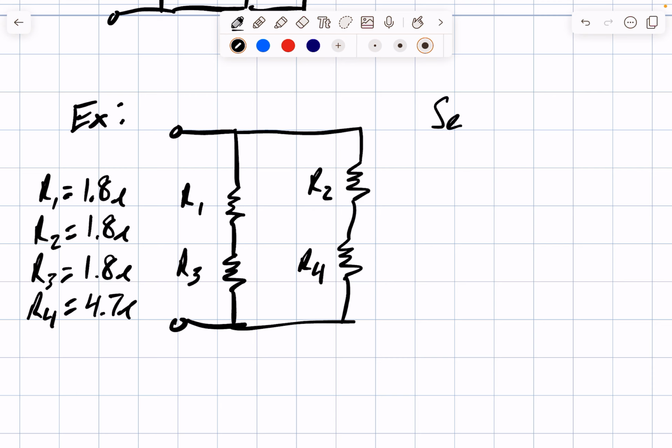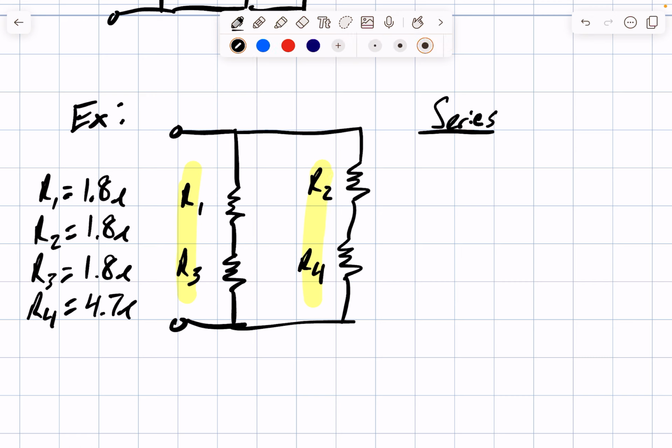Okay, so now we can identify what is in series first. So I'll go ahead and write that, our series combinations of resistors. I'll go ahead and highlight those. So we have R1 and R3. That is our first series combination of resistors, and our second ones are R2 and R4.